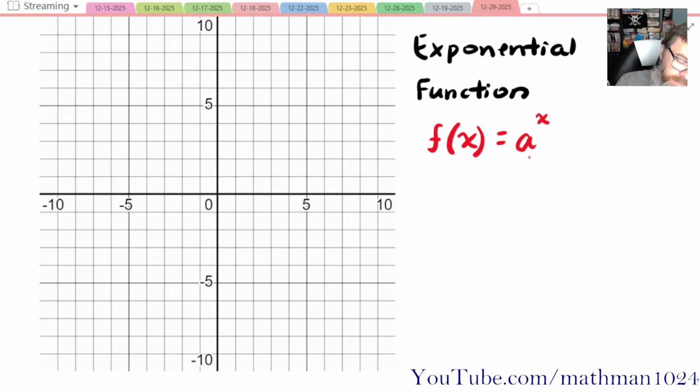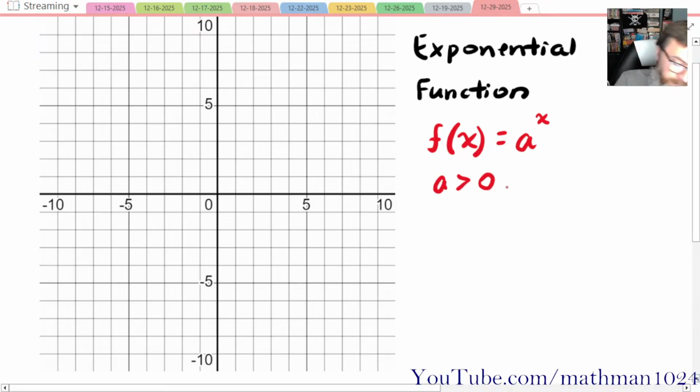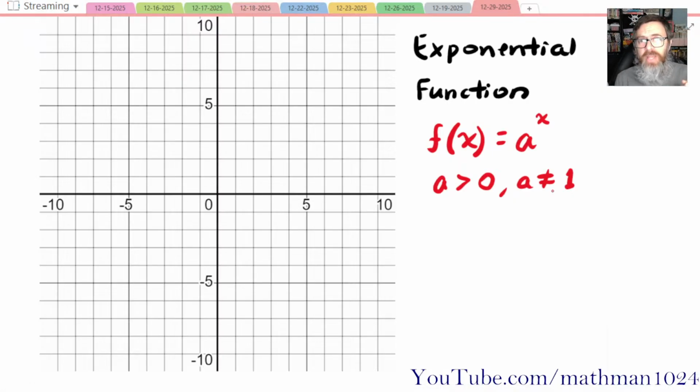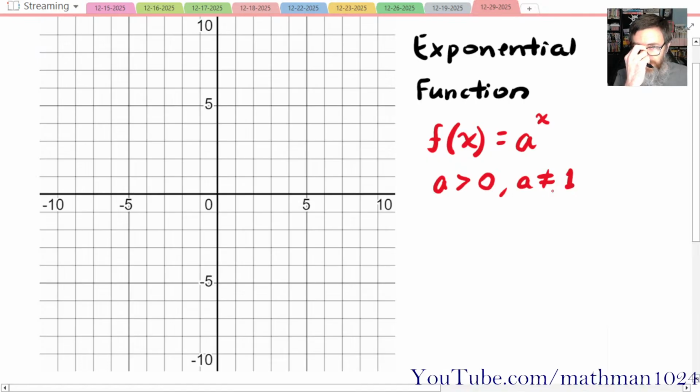Now there are some conditions about this. So the value for a has to be greater than 0 and the base cannot equal 1. Because if you have a base of 1, that means that no matter what power you raise that to, you're always going to get 1. And that's going to just negate the whole idea of an exponential function.